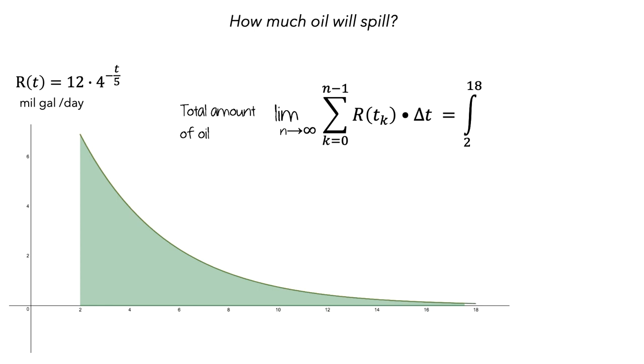For each time, we're still computing the amount of oil lost by multiplying the rate by the amount of change in time, but we write dt instead of delta t to indicate that these amounts are infinitesimally small. This limit, which we call a definite integral, is another way of writing the total amount of oil that would spill if you added up the amounts of oil that accumulate over all of the infinitesimally narrow intervals between 2 and 18 days.